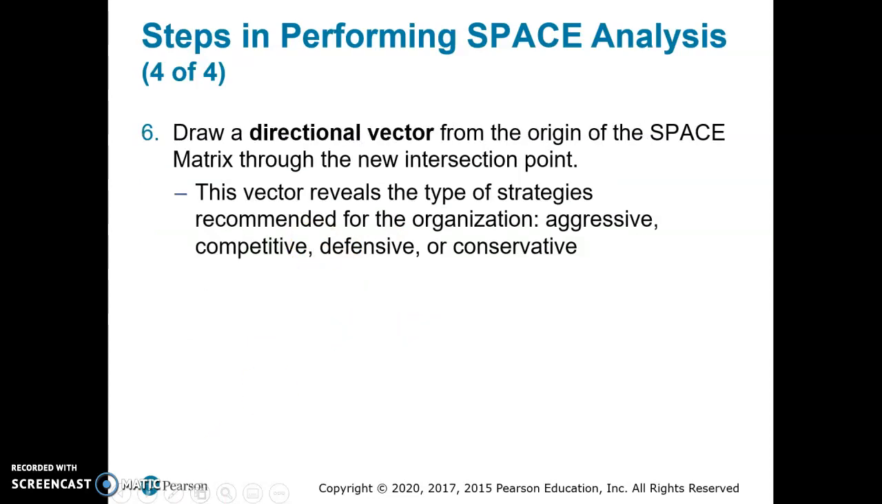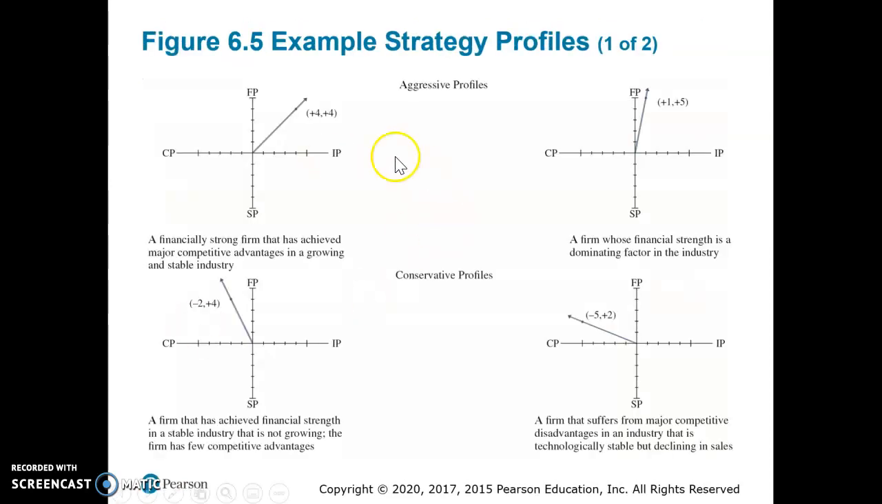All right, and then you draw a directional vector, and it reveals the types of strategies. And so here you can see this one, they got a 4-4. And so they're a financially strong firm that has achieved major competitive advantage, so they're going to take an aggressive strategy. And it doesn't matter where you fall in here. You can see that both of them are in there.